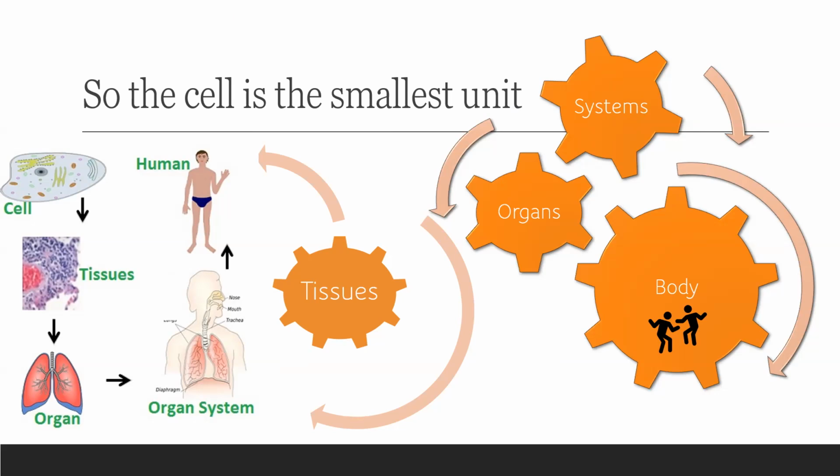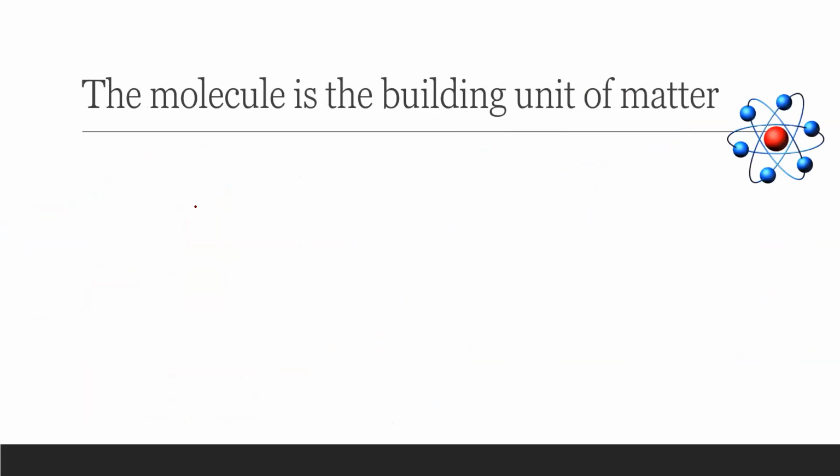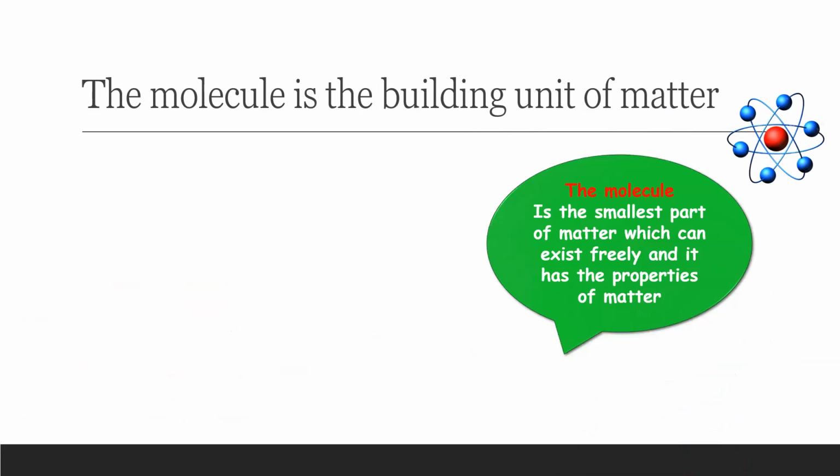We said that the building unit, or the smallest unit in our body, is the cell. Yes, there is something smaller that we are going to take now. We are calling it the smallest part of matter, or the smallest building unit of matter. What is it? It is the molecule. What is the molecule? It is the smallest building unit of matter that can be found freely, carrying the same properties of matter. Like we said in the example about the perfume.